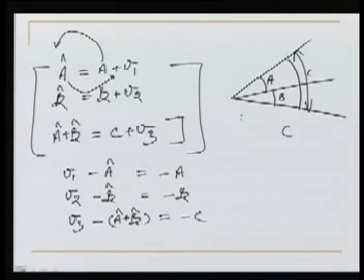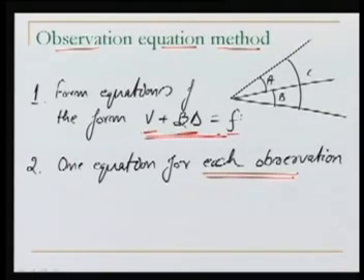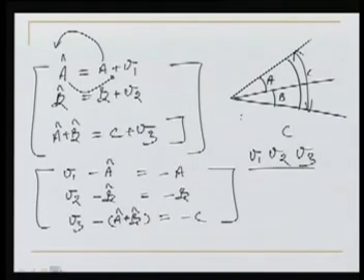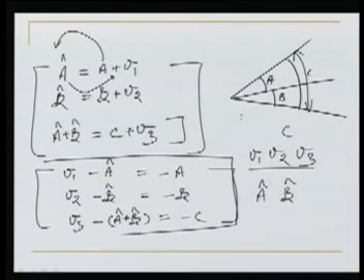Now we have to write it finally, as we saw, in this form: V plus B delta is equal to F. We know that in our observation equation method we reduce our equations to this form. So how can we write it here? Our residuals here are V1, V2 and V3. So if I now write this in matrix form, our parameters are A hat and B hat.